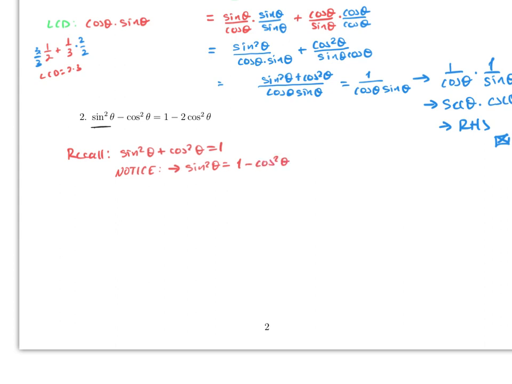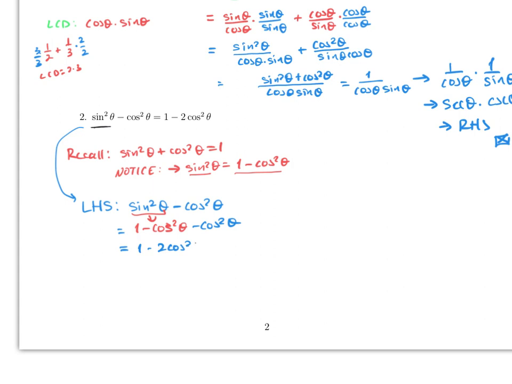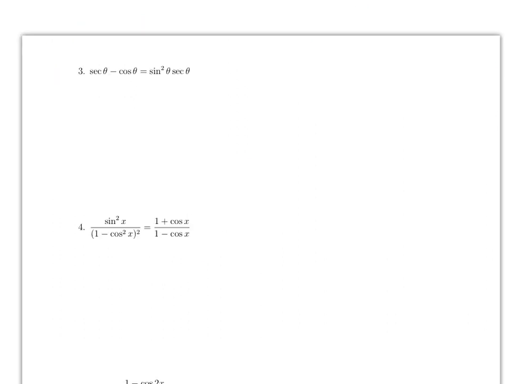Okay, so if we start on the left-hand side, we have sine squared theta minus cosine squared theta, but we already have that sine squared is equal to 1 minus cosine squared theta. So this gives you this part. You already have the cosine squared theta, and then you have minus cosine squared and minus cosine squared. That will give you 2 cosine squared theta, which is exactly the right-hand side, and that's it. All right, so let's try one more. We actually have like 4 more to try.